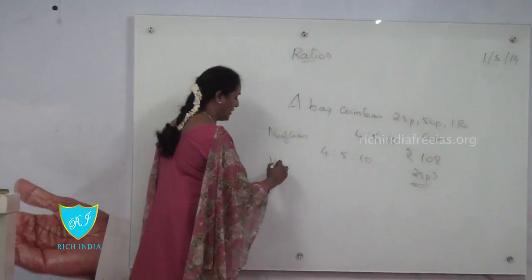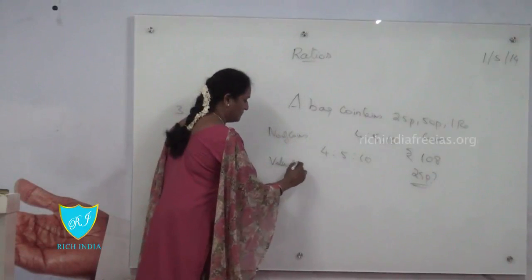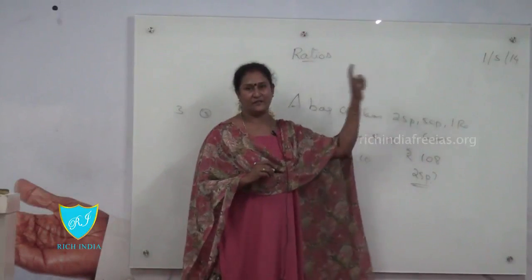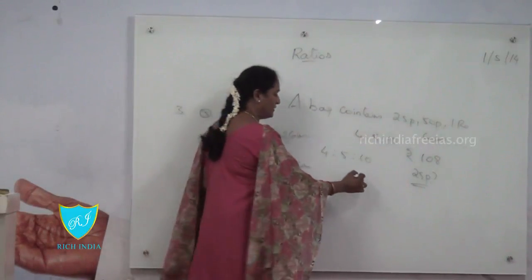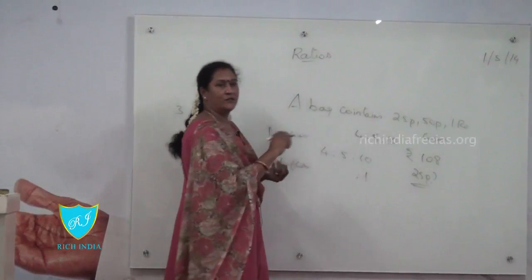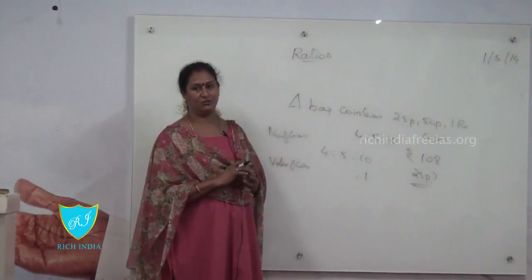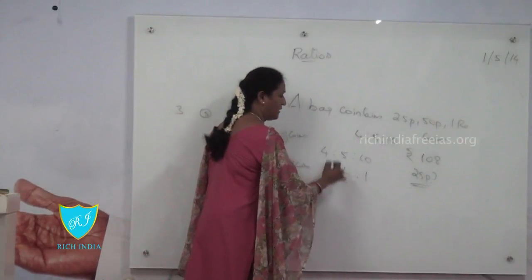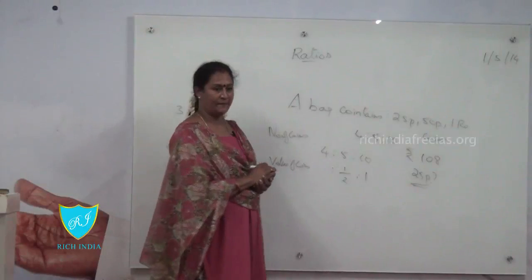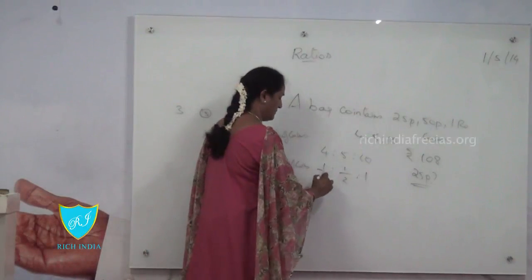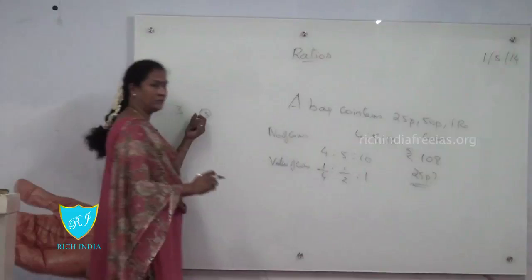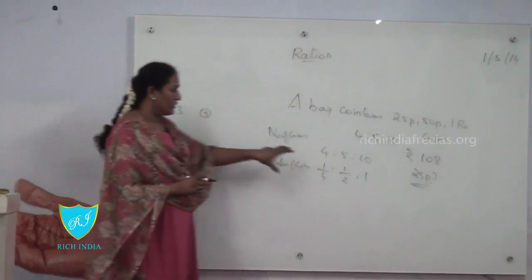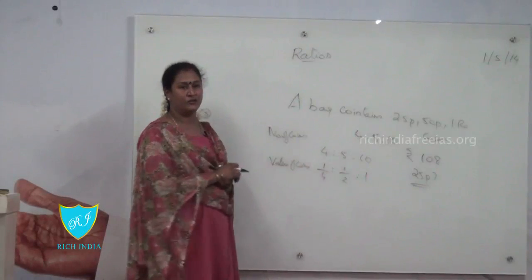So the value of coins: you have 25 paise, 50 paise and 1 rupee. The 1 rupee value we will take as 1. The 50 paise value is half of a rupee. And for 25 paise, 1/4. We multiply the number of coins with the coin value to get the total value. So you multiply these two and form a new ratio.